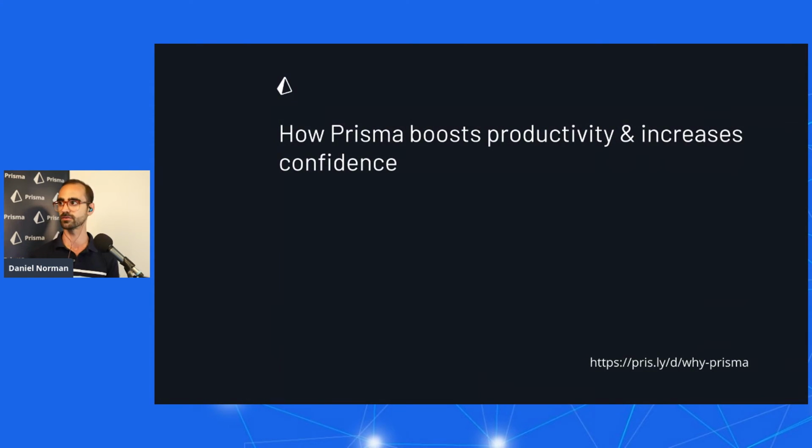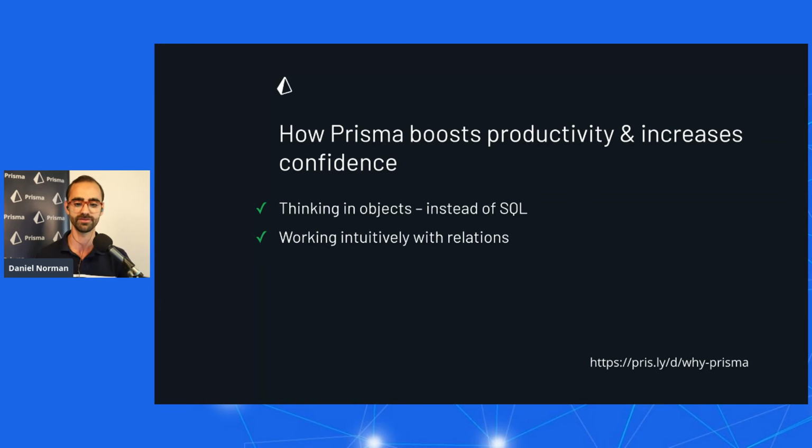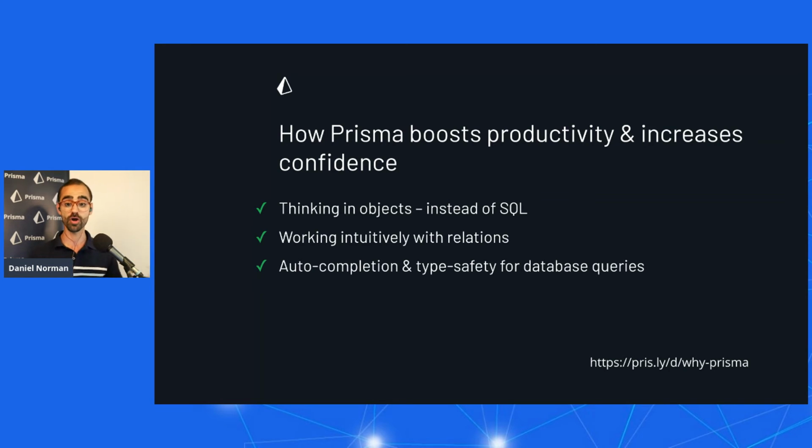So how does it boost productivity and increase confidence? First thing is it allows you to think in objects rather than SQL. Unlike most ORMs that map model classes to tables using this active record pattern, Prisma maps queries to structural types. So really, Prisma just returns plain old JavaScript objects. It allows for working intuitively with relations, auto-completion and type safety for your database queries.